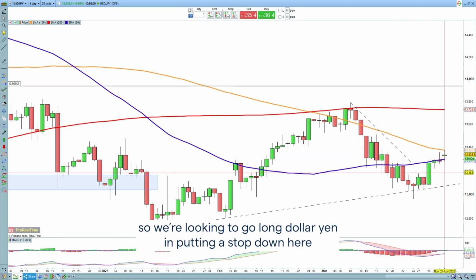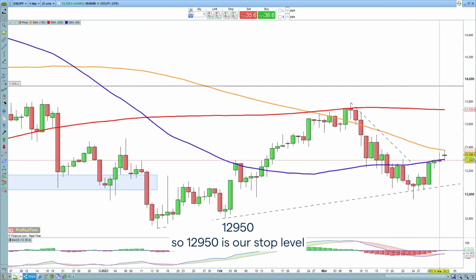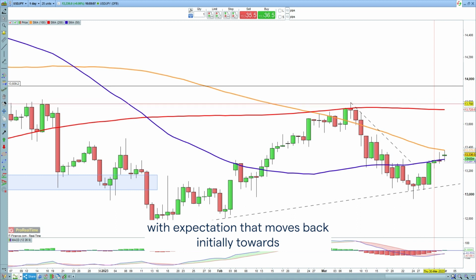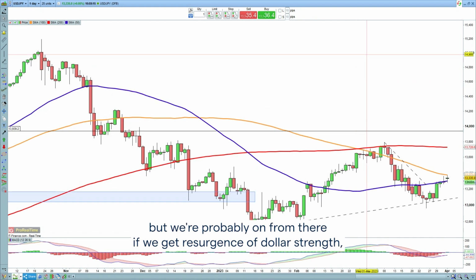So we're looking to go long dollar yen. We're putting our stop down here at 129.50. So 129.50 is our stop level, with the expectation that it moves back initially towards 137.80, really with the highs from the beginning of March, but probably on from there.